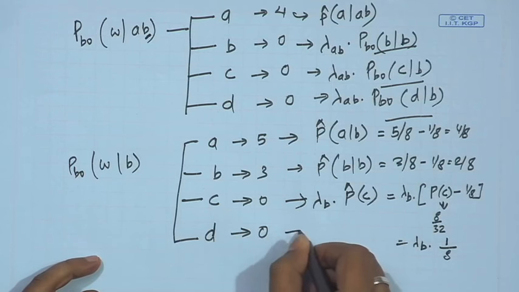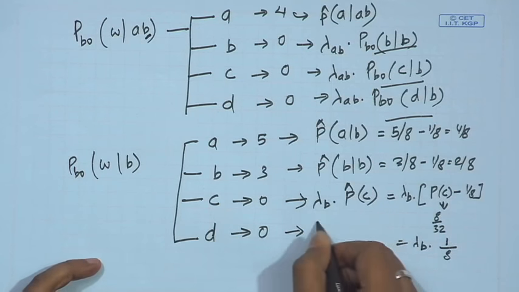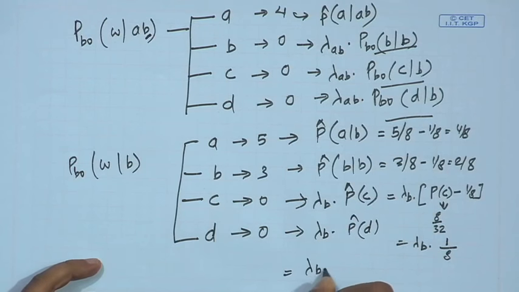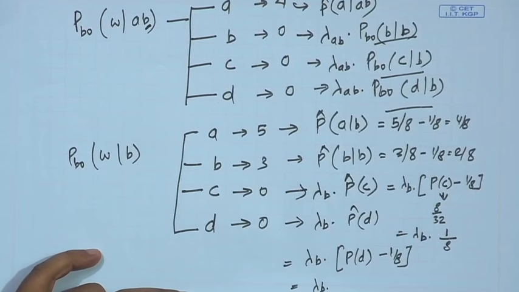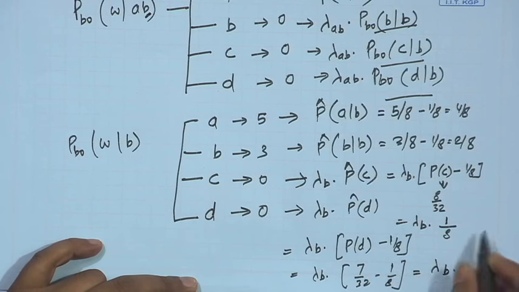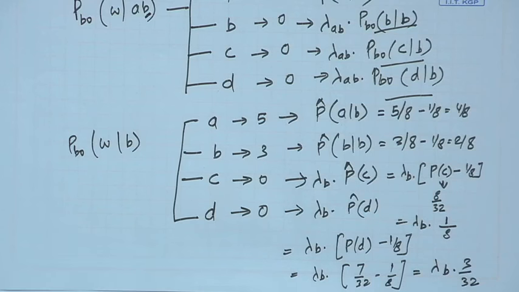Similarly, for D, I can write lambda B times P hat D, that is lambda B times P D minus 1 by 8. P D here was 7 by 32, so 7 by 32 minus 1 by 8. So that will be lambda B times 7 minus 4, that is 3 by 32. Suppose you get these values.